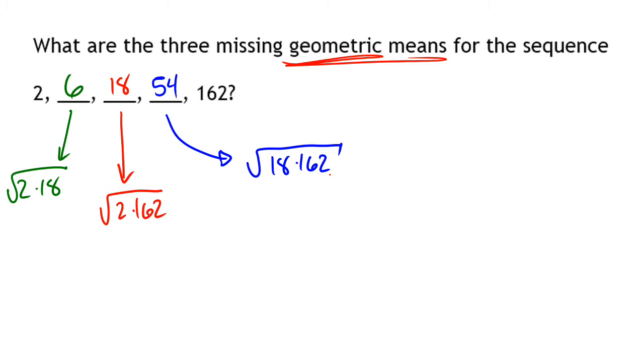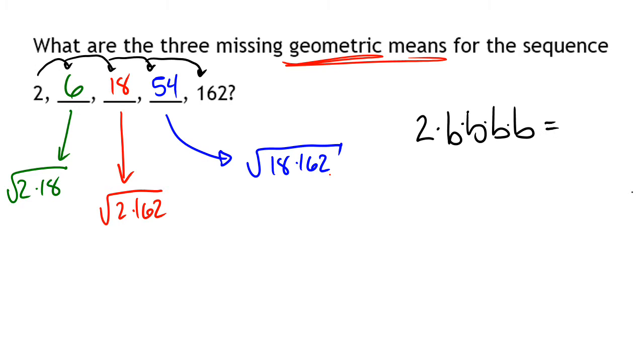Now there's another way we can attack this problem. If you think about this, I'm starting with the number 2 and I'm going to multiply by a particular value 1, 2, 3, 4 times. So if I was to write that out algebraically, it looks like 2 times b, 1, 2, 3, 4 values of b. So I've got 2 times b, and when I do that, I should get a value of 162. So this is equivalent to 2 times b to the 4th power equals 162.